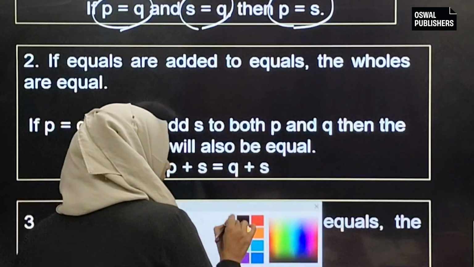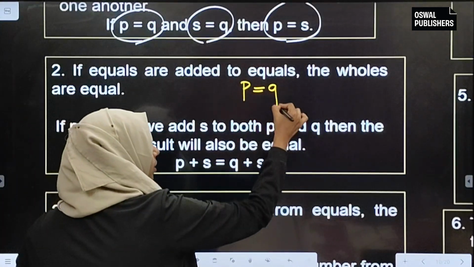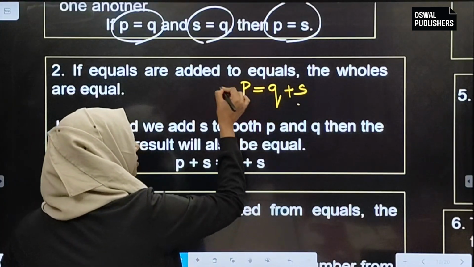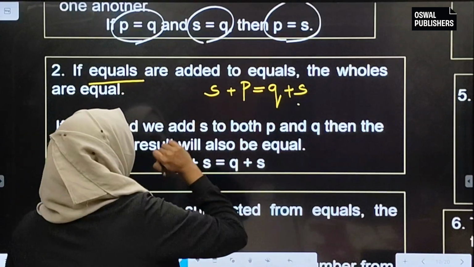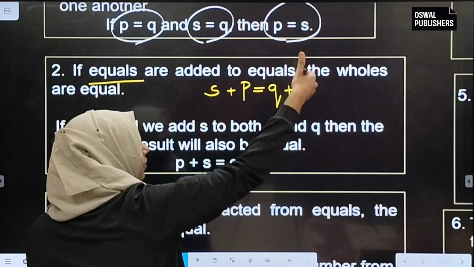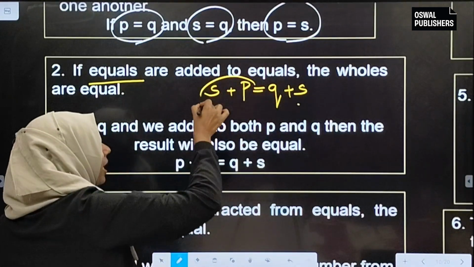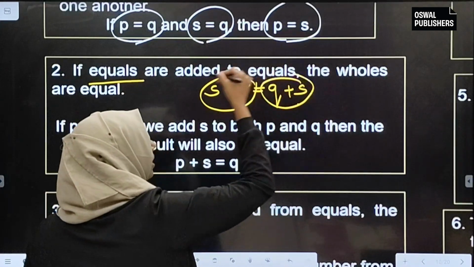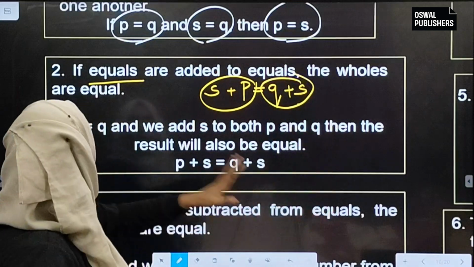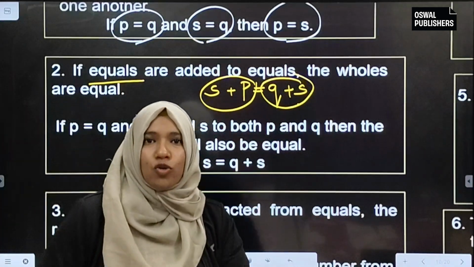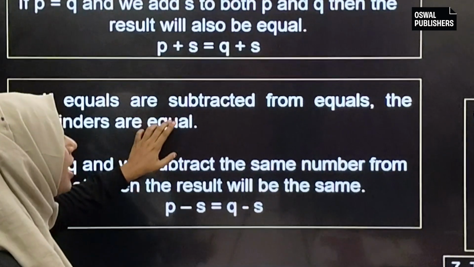That is, if I am taking variables here, they have taken P is equal to Q. If I am taking P is equal to Q and added S on both of the sides. Okay, that is, if equals, who are the equals? P and Q were the equals, and I added equals to both of the sides. That is, S is added to both of the sides of this equation, so that it will become S plus P and Q plus S are equal to one another. If equals are added to equals, the wholes are equals. Okay, clear? So let us move to the third axiom, and the axiom is, if equals are subtracted from equals.